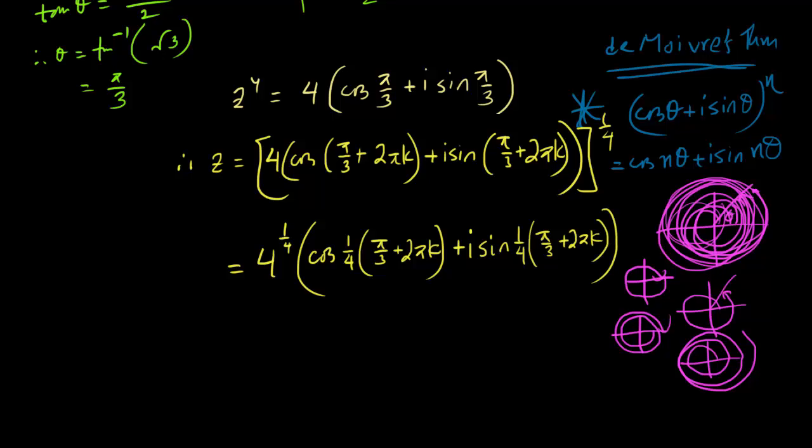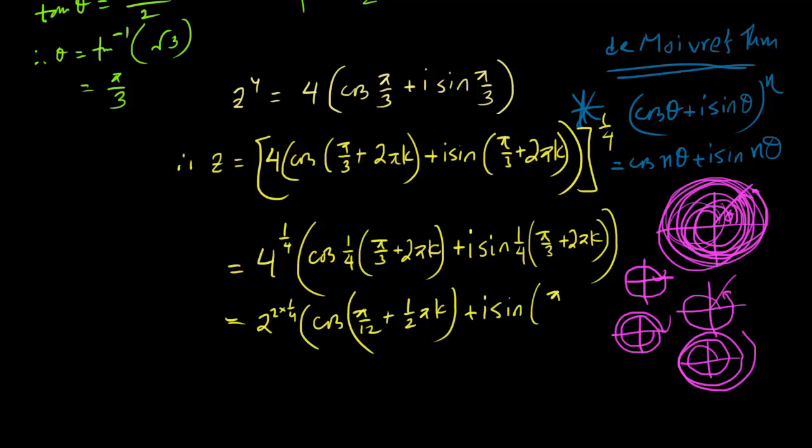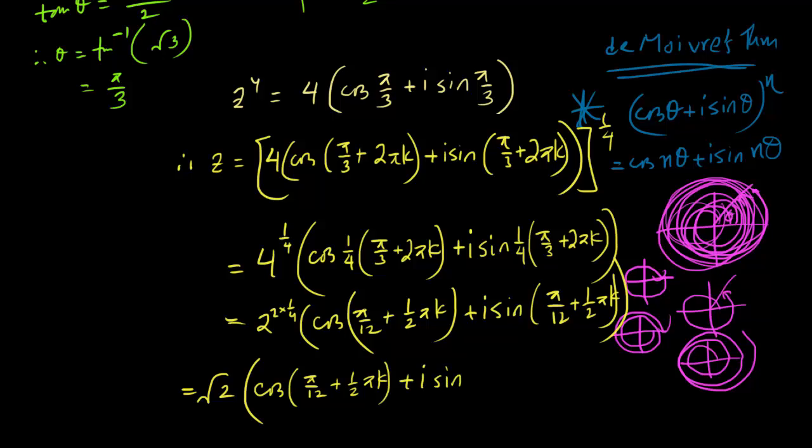Now we have to simplify this. So 4 to the power 1 by 4 is 2 squared multiplied by 1 by 4. And if you multiply, 1 by 4 into pi by 3 is pi by 12, plus 1 by 2 pi k, plus i sine of pi by 12 plus 1 by 2 pi k. So we have this. So 2 to the power half is square root 2, and this is going to be cos of pi by 12 plus half pi k plus i sine of pi by 12 plus half pi k, and now we have to find the roots.